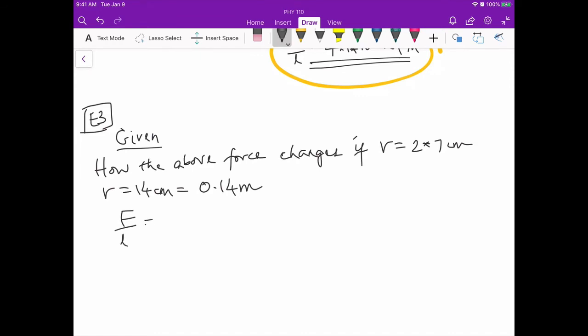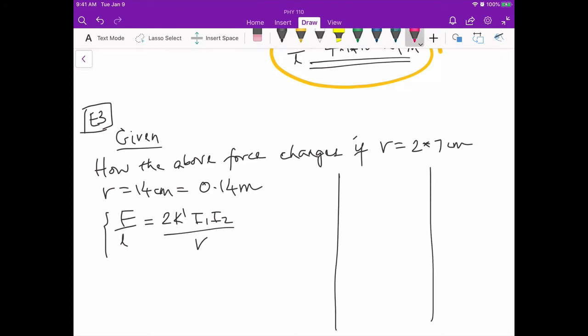You can go ahead and apply the same equation, or you try to answer it by looking at the equation. The force over length is 2 times K prime, the constant that we have, I1 I2 divided by R. So force per length for parallel wires means you have wires carrying current 1 and current 2, right? Then they experience forces. If the currents are in the same direction, then the forces are attraction, right?